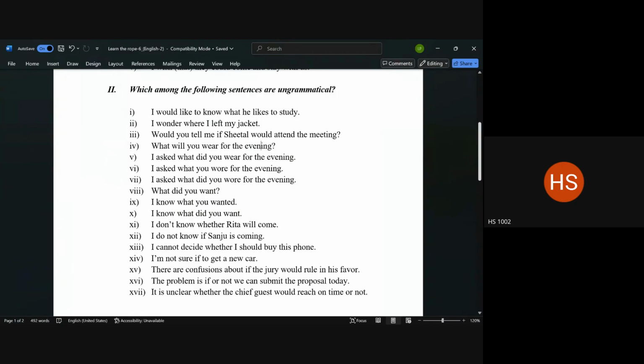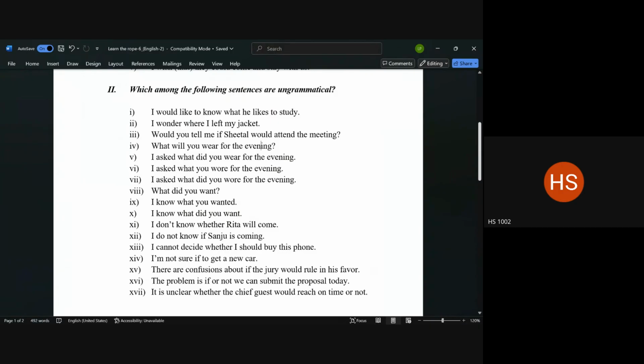But we don't have this problem when we try to speak our own languages. So if a Hindi speaker learns Tamil or vice versa, they will not have this problem because most of our languages share those features. But English is from a very different language family, and we don't share features with it as much as we do with our languages. So this problem arises. Keep this in mind. Would you tell me if Sheetal would attend the meeting? It's the right sentence, grammatically okay.